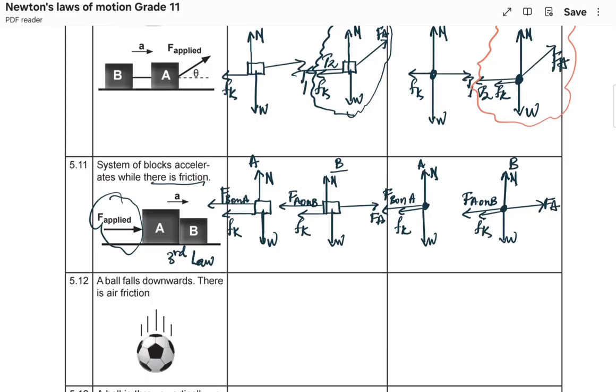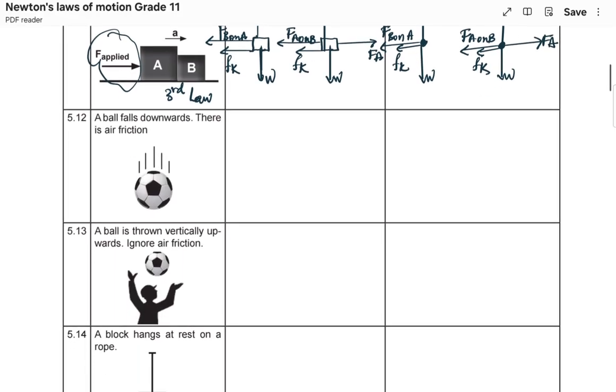and a kinetic. Okay, a ball falls downwards. There is an air friction. Okay, the ball going down.